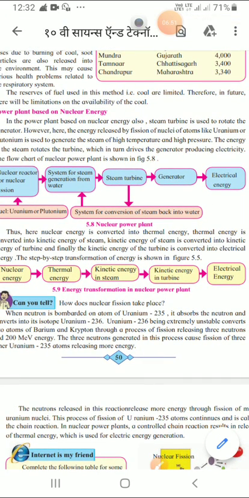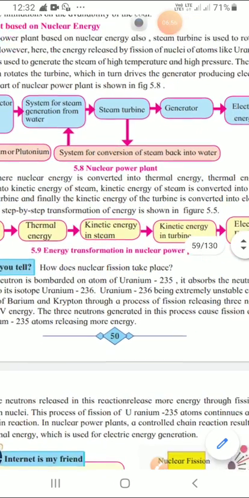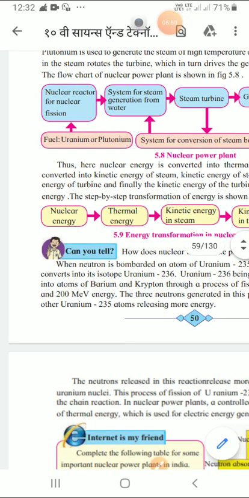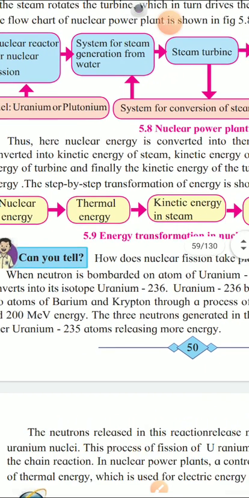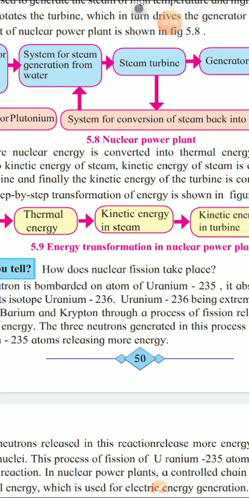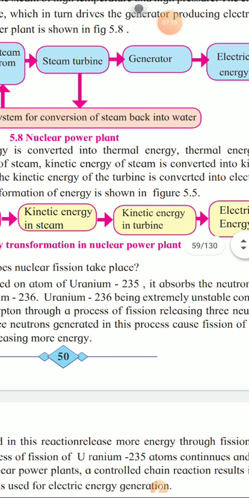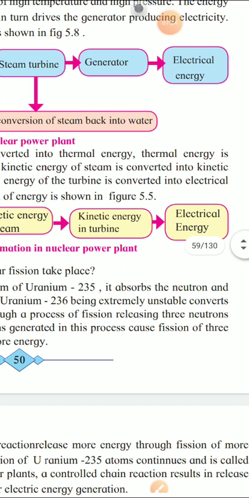Let us see the next flow chart, that is energy transformation in a nuclear power plant. Let me tell you that first the nuclear energy is there, which, after the bombardment of neutron particles, is changed to thermal energy. Then it changed to kinetic energy in steam. Then this kinetic energy goes to the turbine and rotates it, and finally electrical energy is generated.